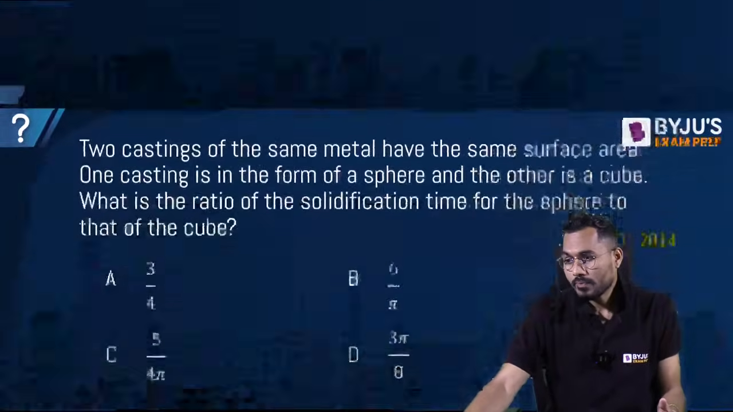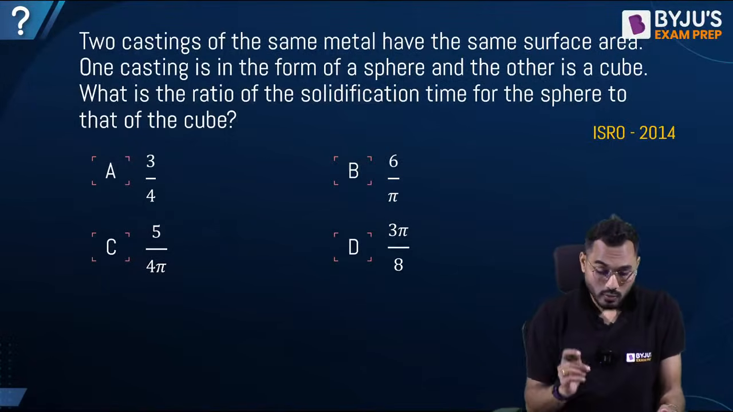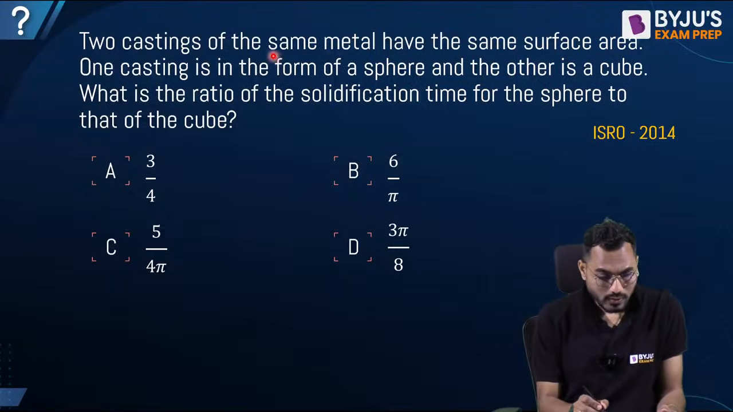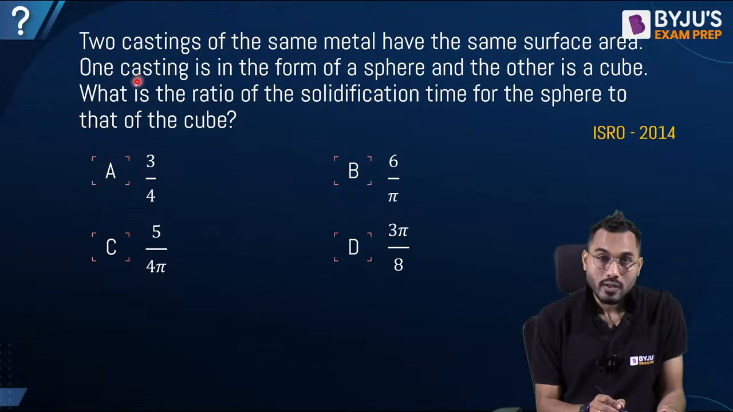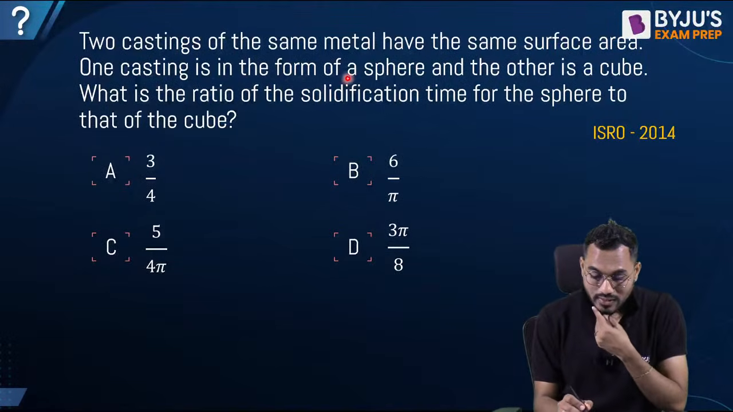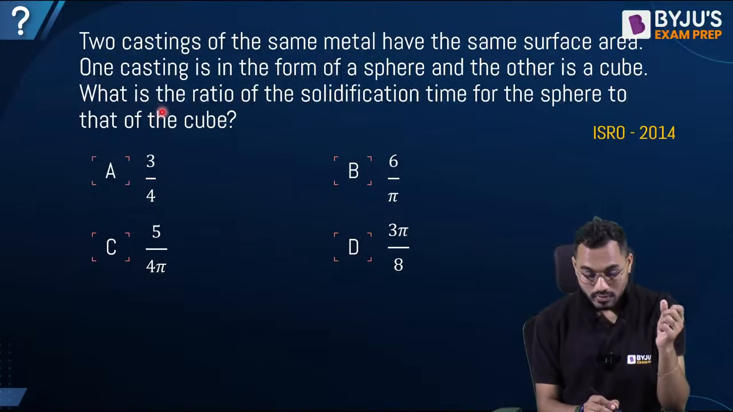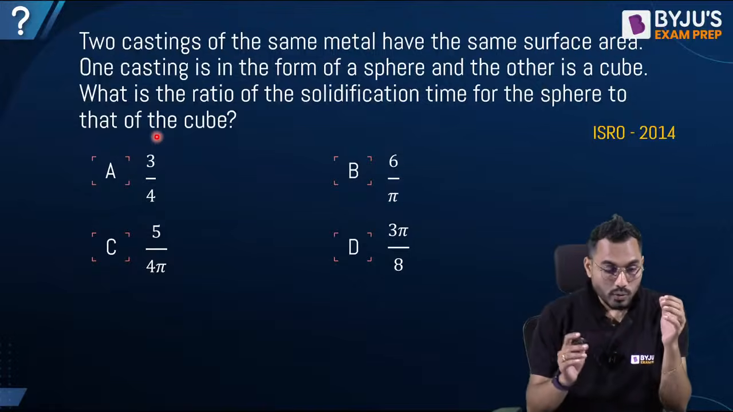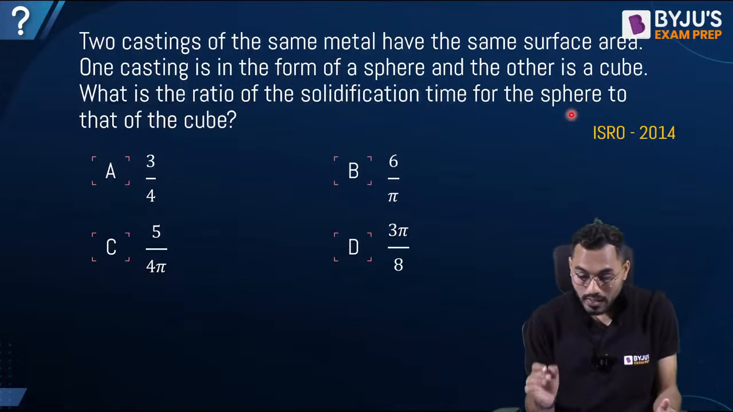Right, fine. Now one more very interesting question was asked in ISRO 2014. Two castings of the same metal have the same surface area. One casting is in the form of a sphere and the other is in the form of a cube. What is the ratio of solidification time of the sphere to that of the cube?